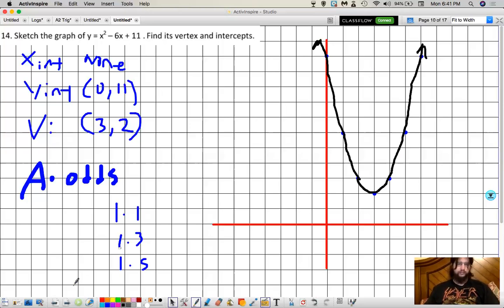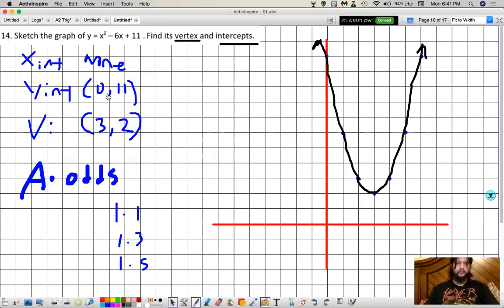All right. So it needed vertex and intercepts. No x-intercepts. The y-intercept is 0, 11. We got that by plugging in 0 for x, which means that term is gone, and our intercept is 11.